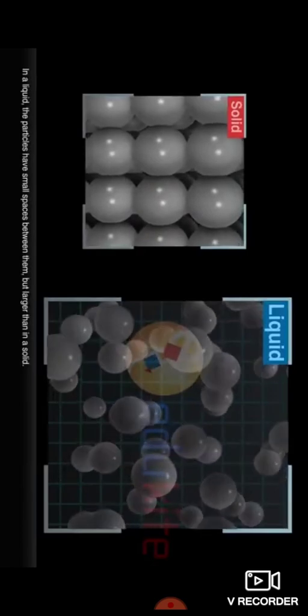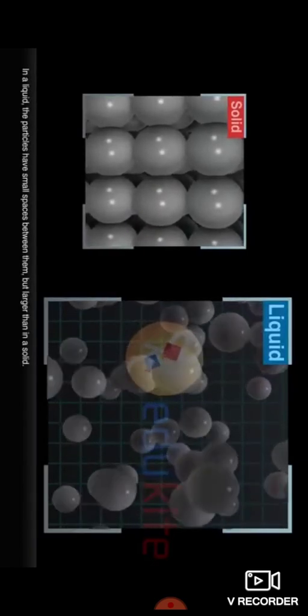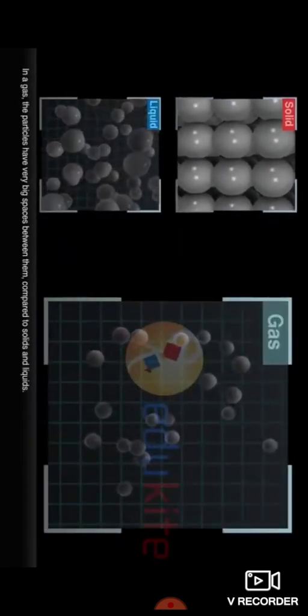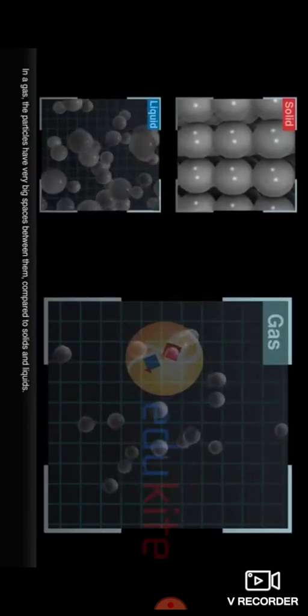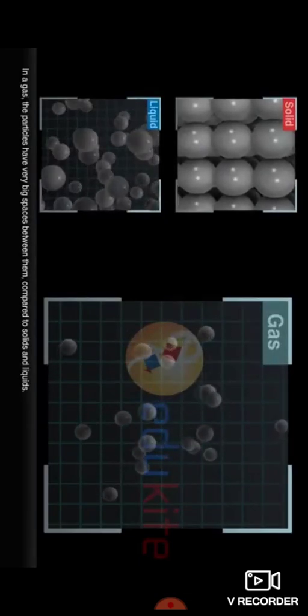The spaces contain nothing. In a solid, the particles have small spaces between them. In a liquid, the particles have small spaces between them but larger than in a solid. In a gas, the particles have very big spaces between them compared to solids and liquids.